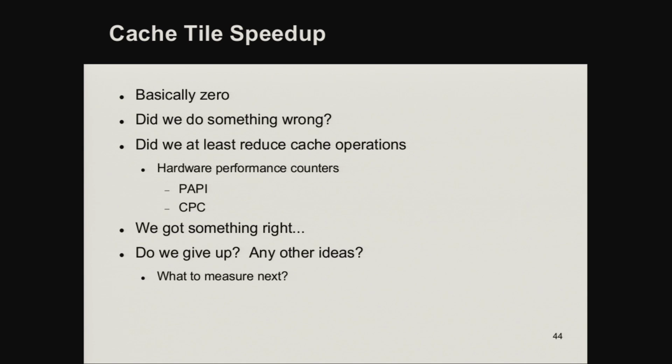So we just went along and we instrumented our code. We put in a couple calls to these libraries and said, show us how many cache misses there were in the untiled version. Show us how many there were in the one we tiled. There were fewer cache misses. So we got something right. It wasn't a complete failure. And do we give up? Or do we have any ideas? So what do we measure next?